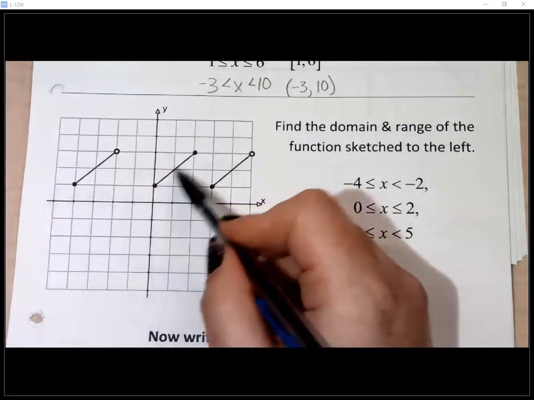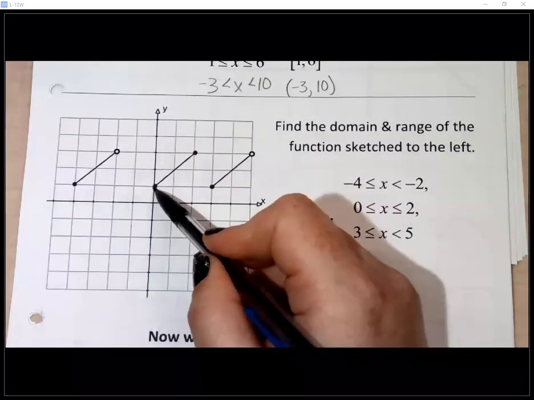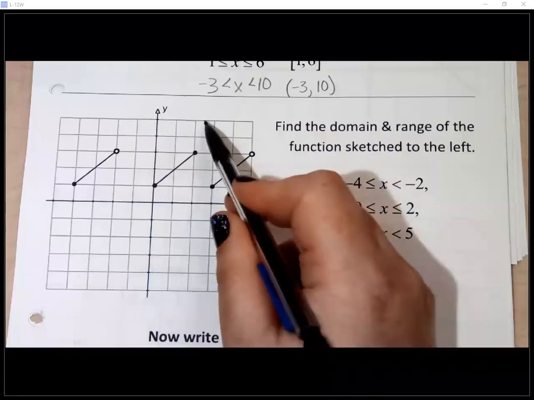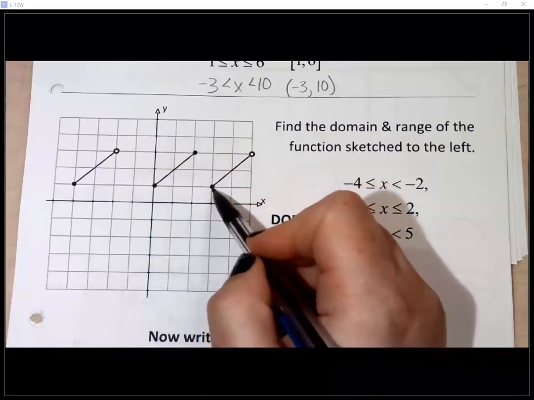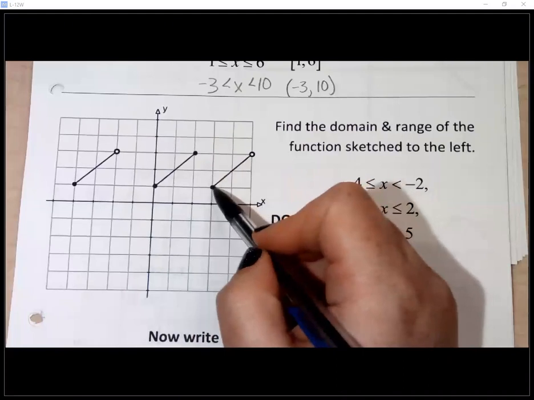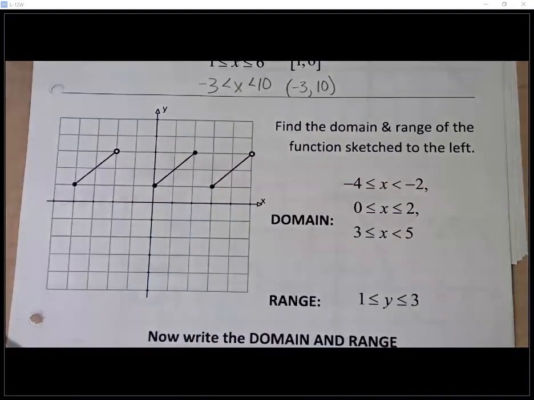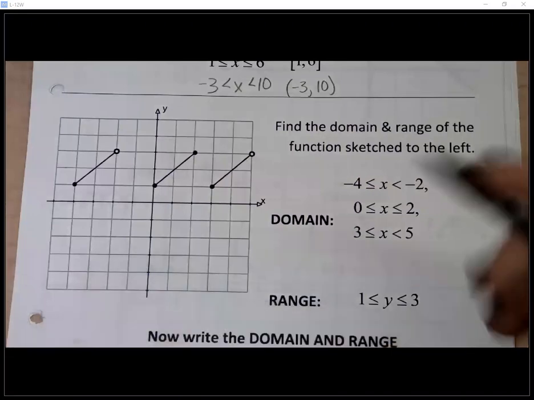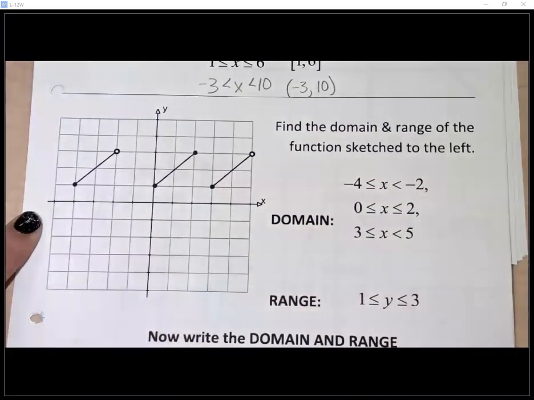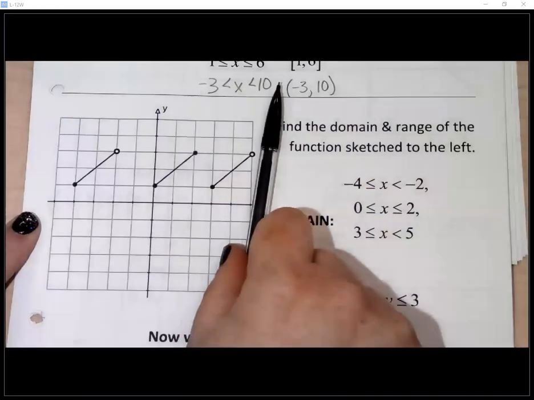I have values in between 0 and 2, nothing in between 2 and 3, but then it picks up again from 3 to 5, but I don't have a value for 5 itself. So if I were going to write the domain of this, we always start from left to right. And then when I'm doing the range, I start from the bottom to the top, right?